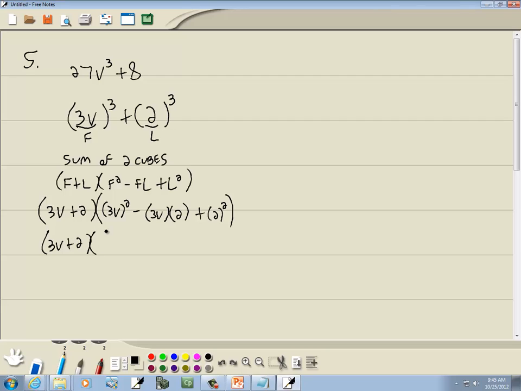So we got 3v plus 2, 3v squared. Well, 3v times 3v gives me 9v squared. Minus 3 times 2 is 6v, and 2 squared gives us 4. And that's our answer.